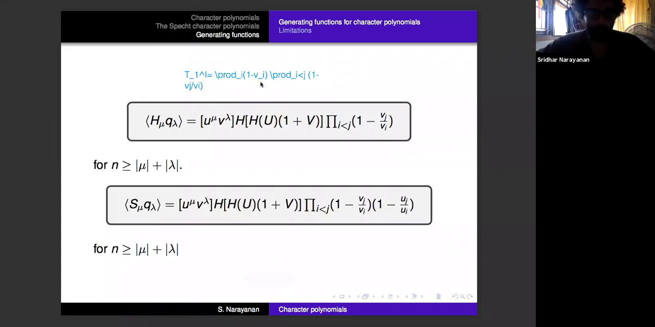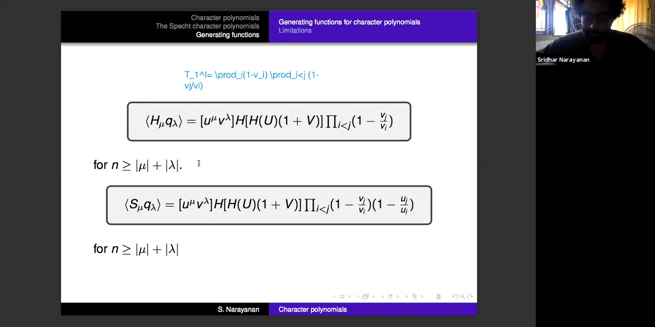So you can do the same kind of operation for h mu, and h mu is just the product over the different h mu i's. So you get this expression. It is the same thing. And the stable range is this: the size of mu plus the size of lambda.